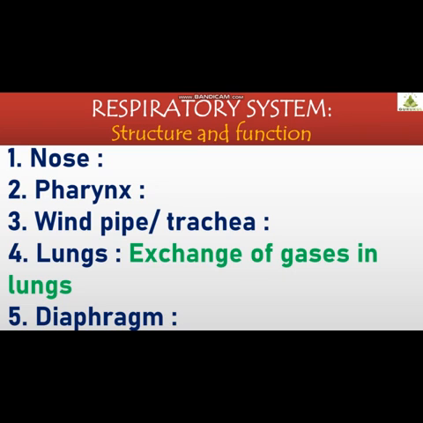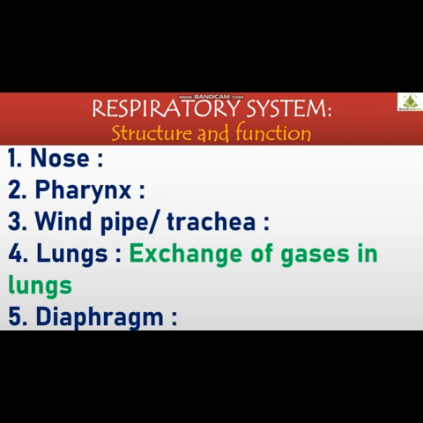And fifth, we have diaphragm. Yes, you heard it right. How to pronounce this is diaphragm. Many a time students make this mistake while writing the spelling of diaphragm, so please make a note of it. So we have 5 subparts: nose, pharynx, windpipe or trachea, lungs, and diaphragm.